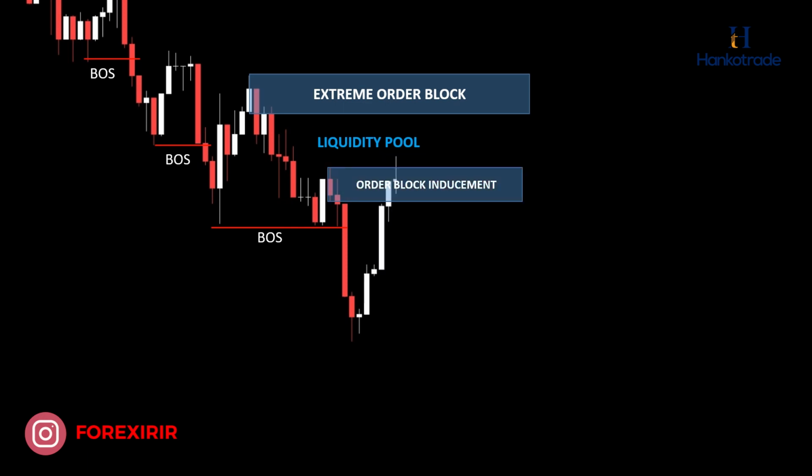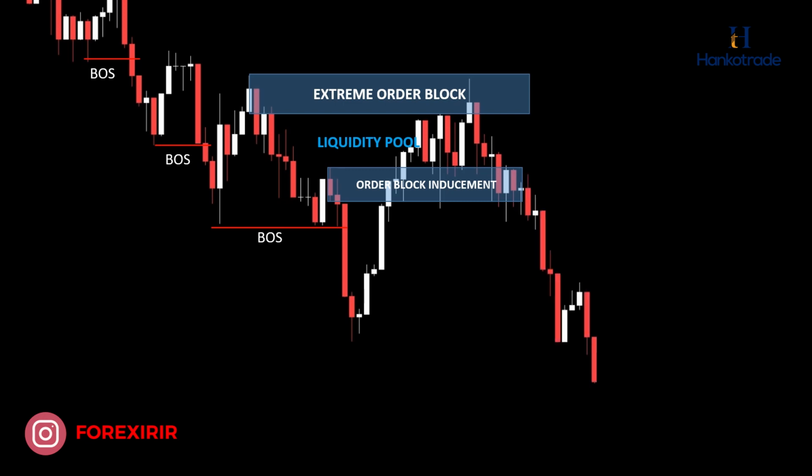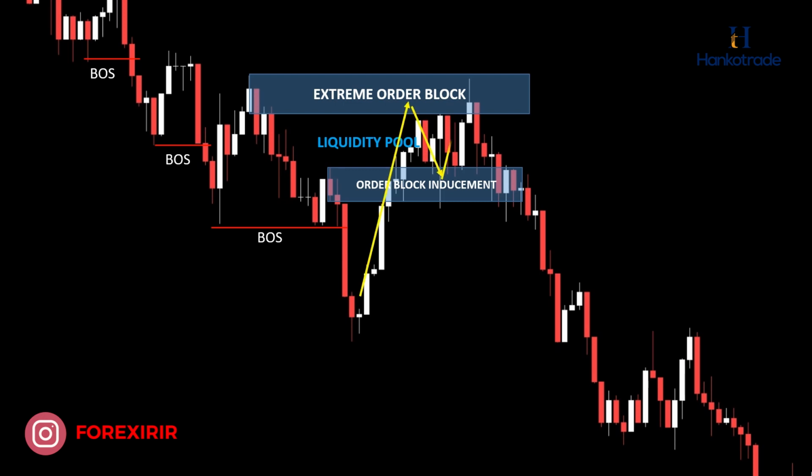As you can see, the price initially moved upwards and reached the inducement zone, luring in more traders to open sell positions due to the temporary pullback. This pullback gave the impression that the supply zone was respected and that the price would reverse downwards. However, contrary to expectations, the price sharply pushed upwards, sweeping the liquidity above the inducement zone. Eventually, after mitigating the extreme order block, the price reversed and continued its primary bearish direction with significant momentum. Now let's look at another example.